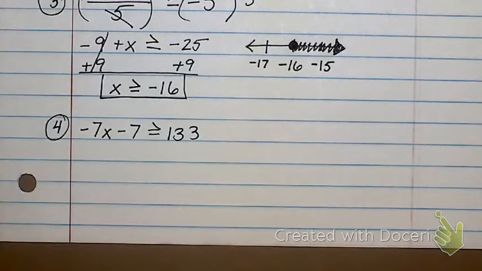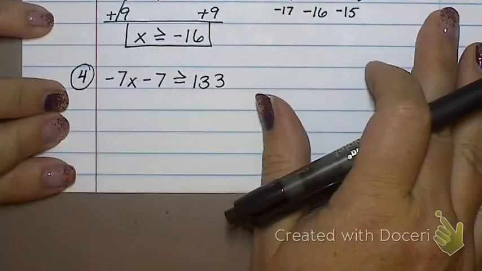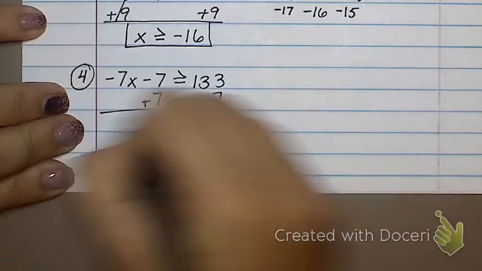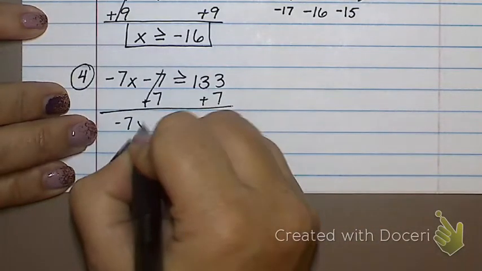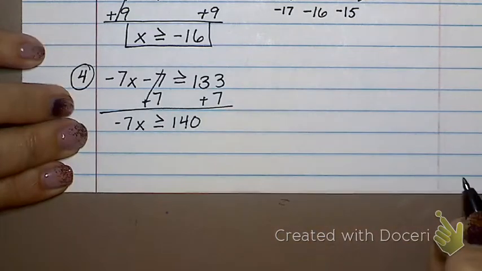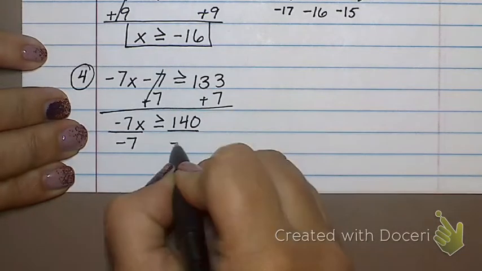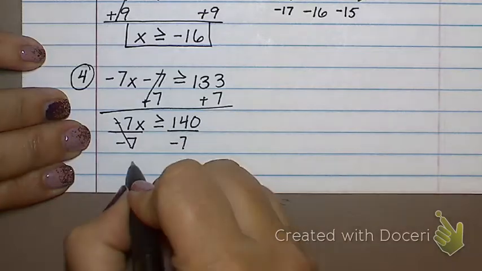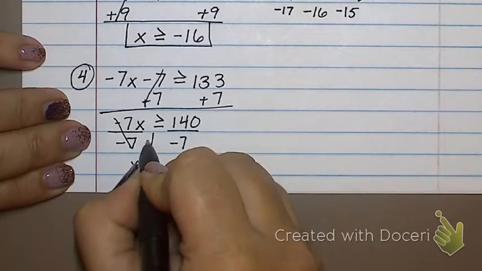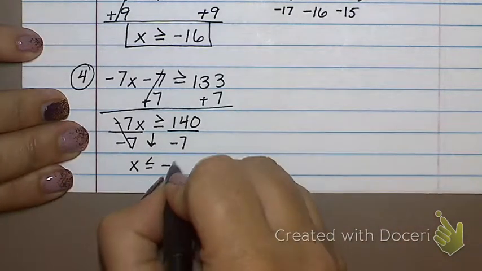Solve and graph. Okay, so what do I do first? Add 7. Negative 7x is greater than or equal to 140. Now what? Divide by negative 7. What do I do when I divide by a negative? I'm going to change it from greater than or equal to less than or equal to. And what's 140 divided by negative 7? Negative 20.